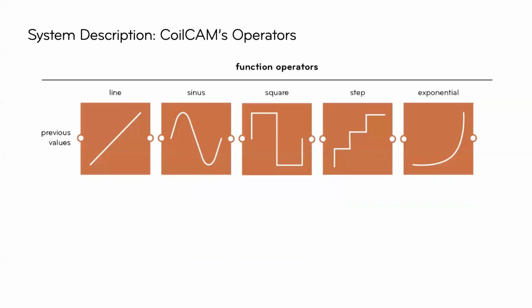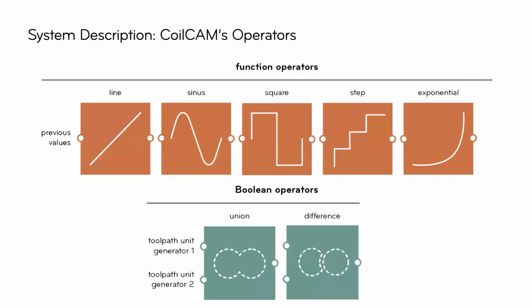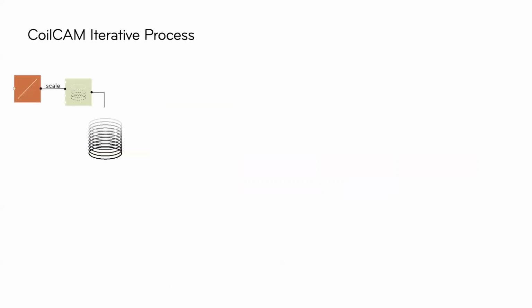To modify these shaping parameters, we use a set of function operators that can be chained together to create increasingly complex functions. The system also implements 2 Boolean operators, union and difference, which enable Boolean operation to happen at the level of the toolpath, ensuring the resulting designs are feasible for fabrication. By using the CoilCAM primitives in combination, we can apply rapid variation and complexify a design quickly.